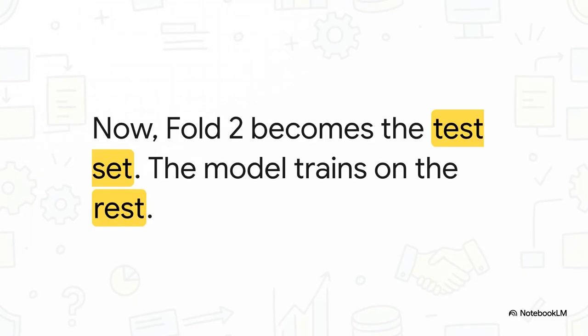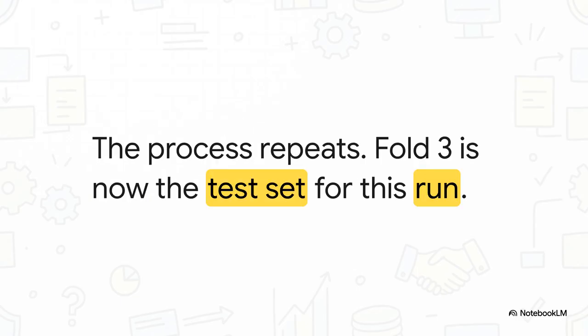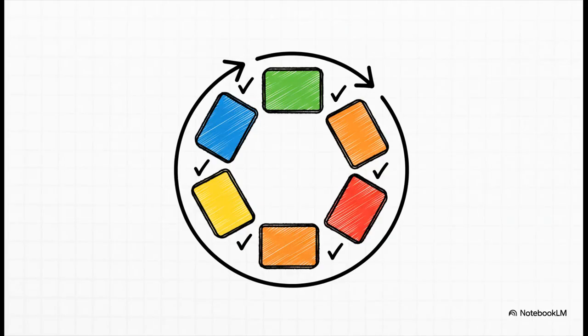Next up, round 2. We just rotate. Now fold 2 is the test set. The model trains on folds 1, 3, 4, and 5, and boom, we get another score. You can probably see where this is going, right? In round 3, fold 3 is the test set. And we keep going like this until every single fold has had a chance to be the test set, just once. The beauty of this is that no data gets left behind. Every single data point gets used for both training and testing. There's no more depending on one lucky final exam.